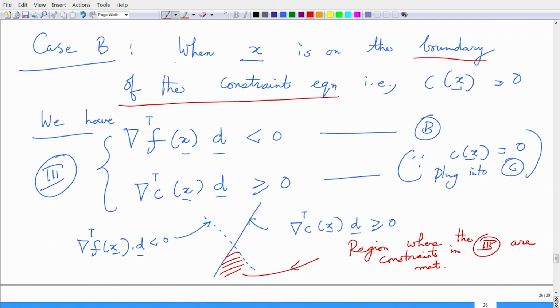So we have two inequalities here. The first is straightforward, del f transpose D is less than 0, that is coming from equation B that we have carried forward. The second, if you recall, C of x plus del C transpose D is greater than or equal to 0, that is the condition that I had. But since it is on the boundary Cx equal to 0 because of the boundary situation. So therefore that C of x is 0, I will end up with del C transposed D is greater than or equal to 0.